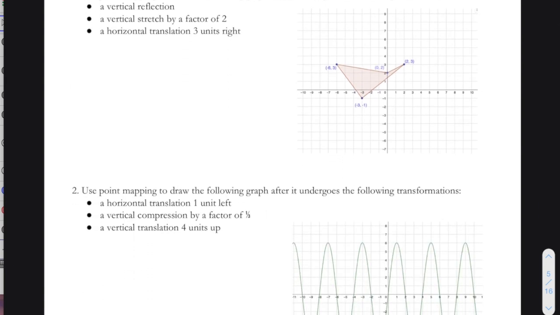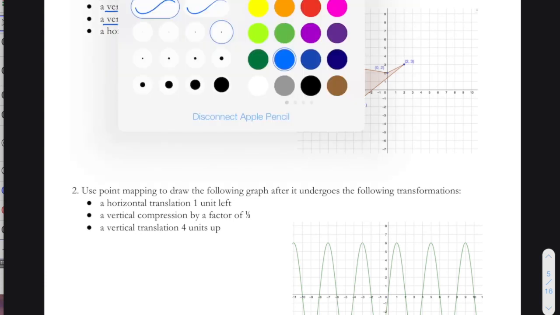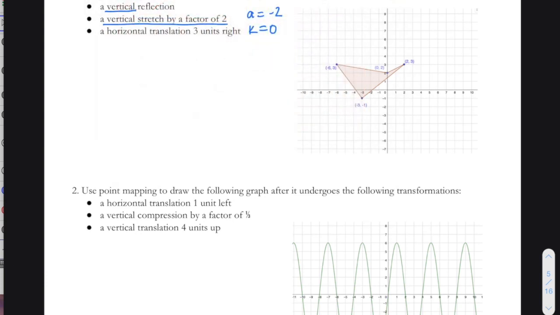We're going to use point mapping to draw the following graph after it undergoes the following transformations. So we have a vertical reflection and a vertical stretch by a factor of 2. That tells me that a equals -2. We also know that it doesn't move up, so k is 0. And our horizontal translation is that h is +3. It's going to the right. So if we want, we can just write down our points.